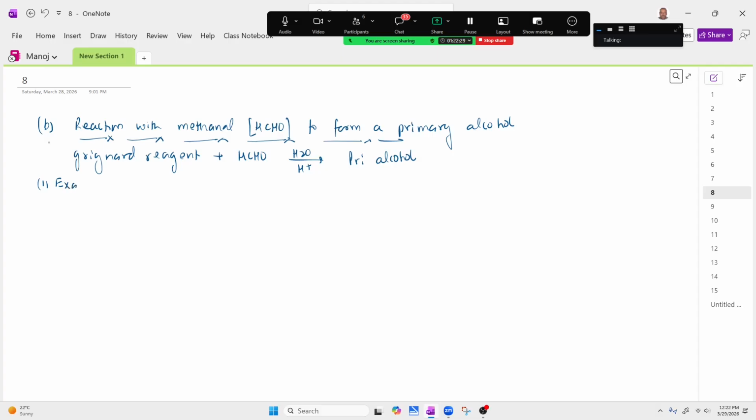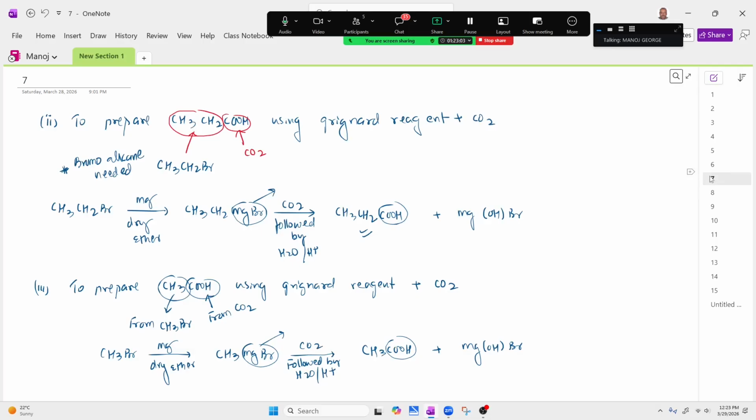Let's say I want you to make the preparation of, what example can we take? I'll give you one and then we will try to work on some other extra ones. Okay. Preparation of propan-1-ol. Okay, so that looks to be a primary alcohol, which is CH3CH2CH2OH.